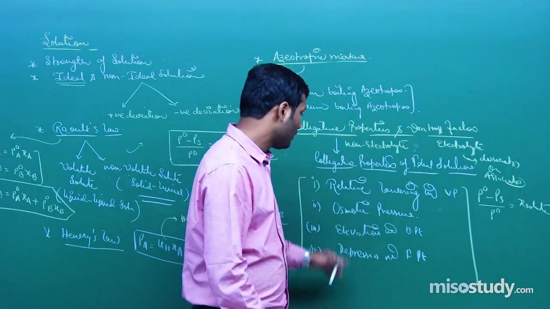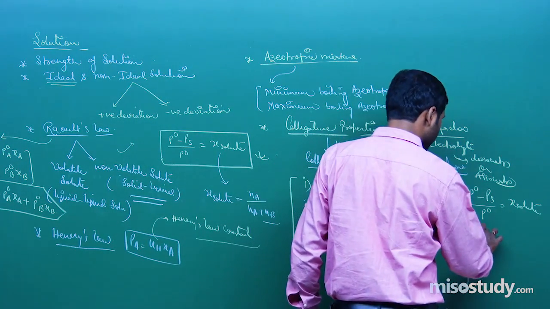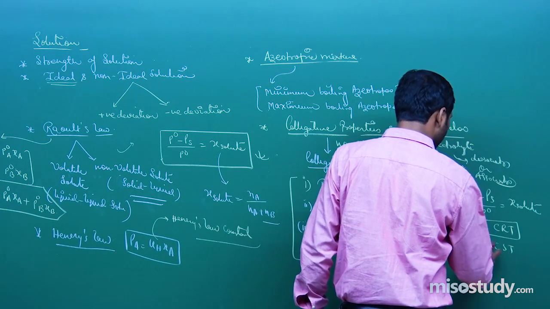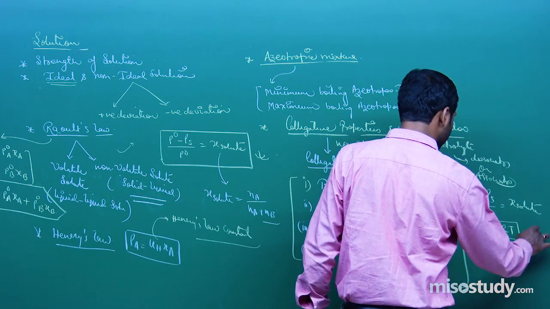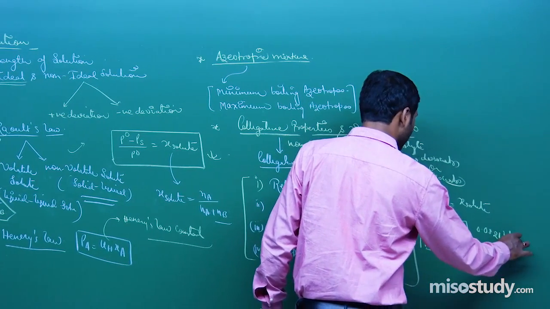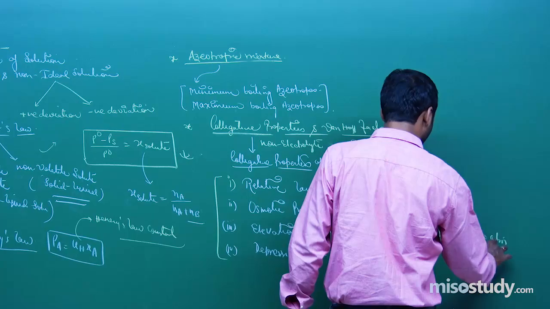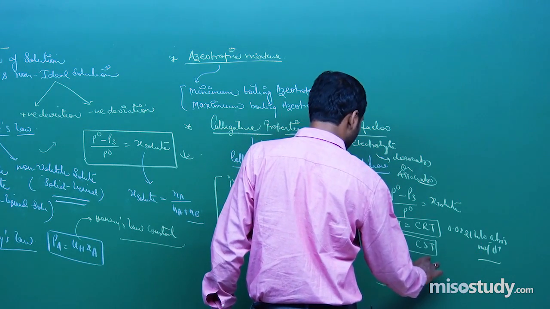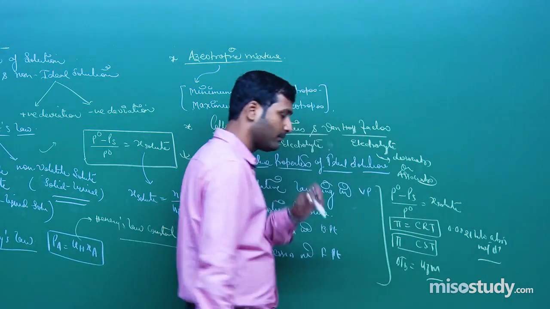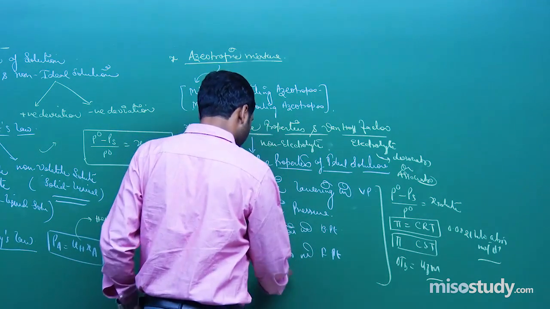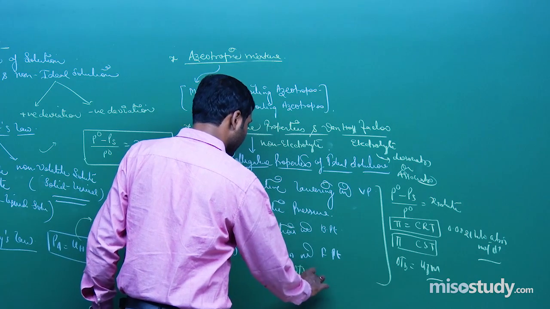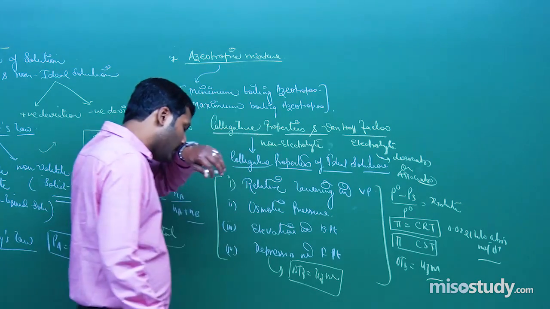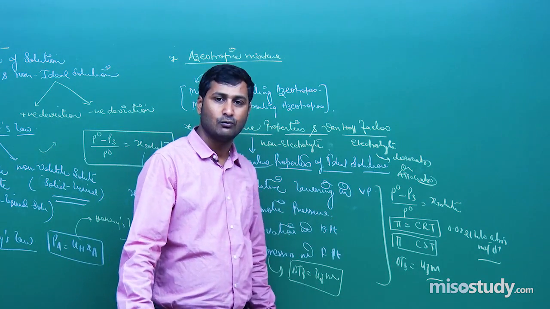Clear? Yes. Now osmotic pressure, we all know pi is equal to CRT, or it can be written CST. The value of R or S is 0.0821 liter atm per mole per Kelvin. Now elevation in boiling point, delta TB is equal to KB into m. What is m? That is molality. And depression in freezing point, delta TF is equal to KF into m. What is KF? That is molar depression constant, and KB is the molar elevation constant.